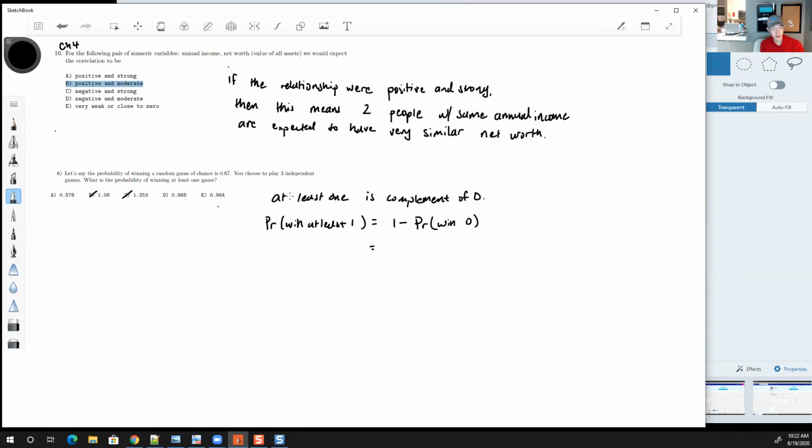Okay, so if we're going to play 3 games of chance, this is going to be 1 minus the probability of lose, lose, lose. If the probability of a win is 0.67, the probability of a loss will be 1 minus that, or 0.33. So I'm going to have the probability of 0.33 times 0.33 raised to the 3rd power.